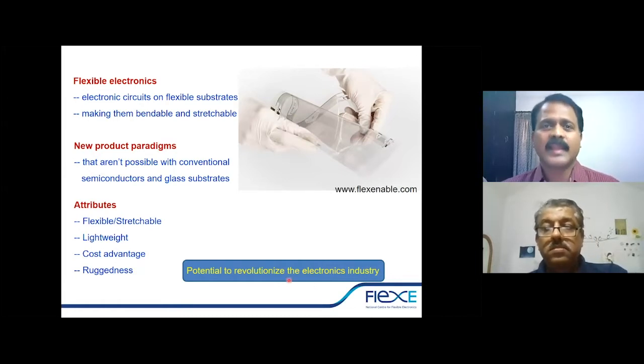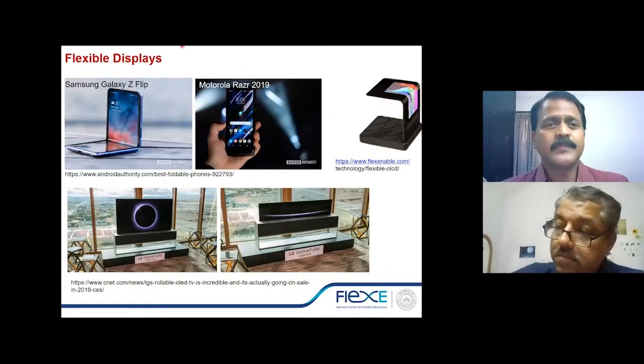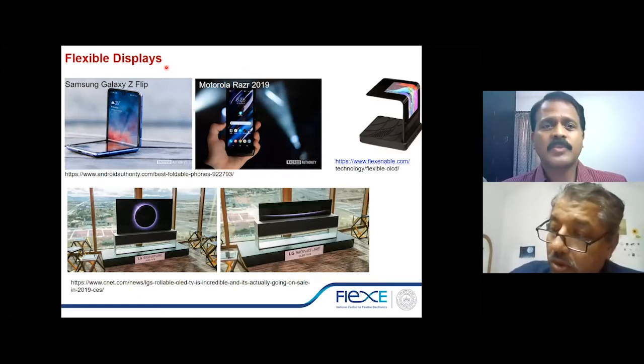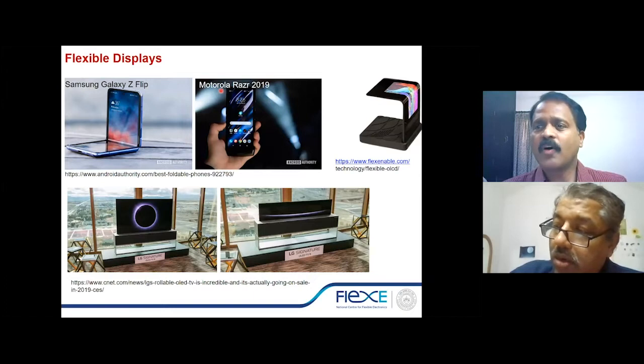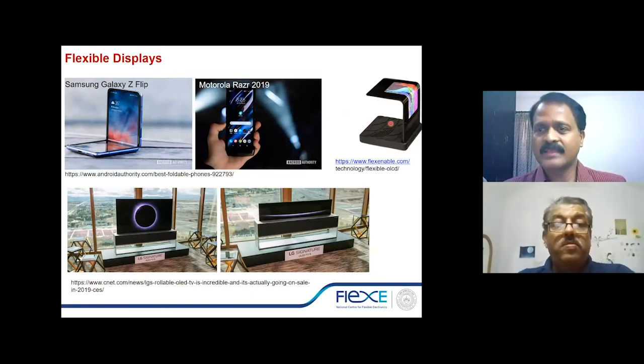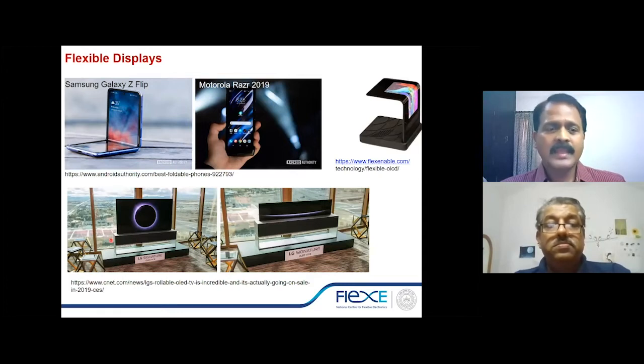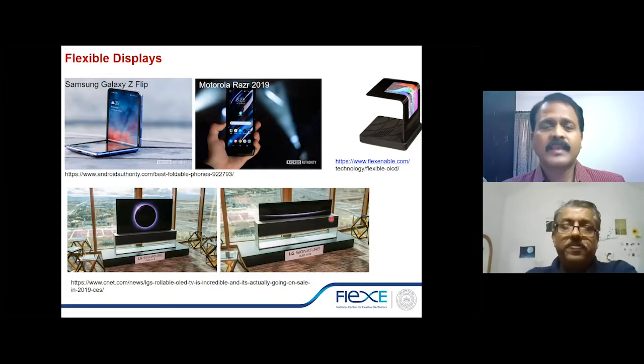So in the next few slides, I'm going to present some of these examples of flexible electronics as we see in the industry today. The first is flexible displays, and these are examples of OLED-based smartphones. And this one is from Samsung, this is from Motorola. And here is an example of organic LCDs as a bendable display. And here is an example of rollable OLED TVs from LG. And in fact, a few years ago, this was considered to be a futuristic technology. And last year, this has been demonstrated.